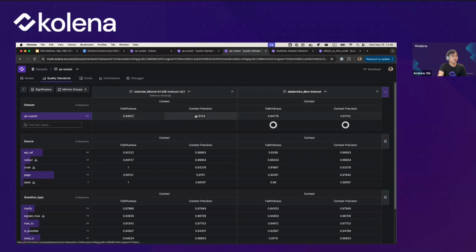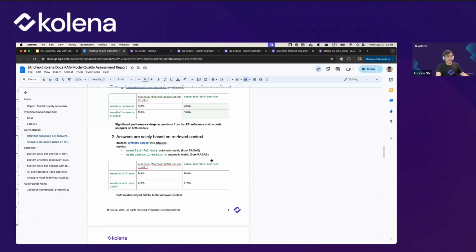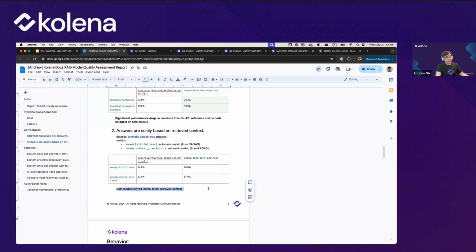You can see here that even with our significance slider slid to the left, with a very high sensitivity to delta and significance, these numbers aren't significantly different. Faithfulness and context precision are both roughly similar and both fairly high for the Databricks and Mistral models. The summary in this case is that both models stayed faithful to the relevant context.